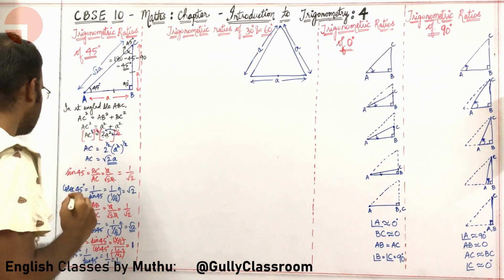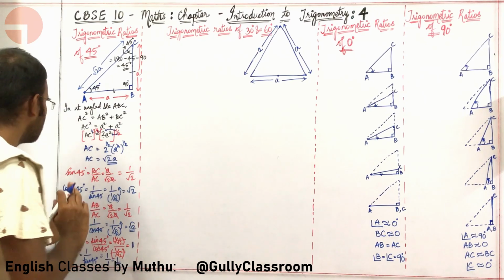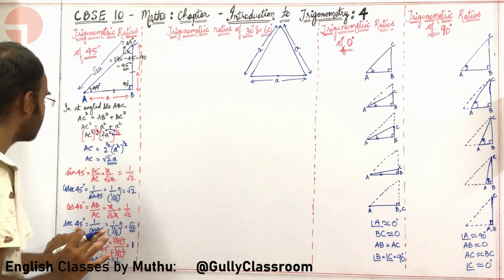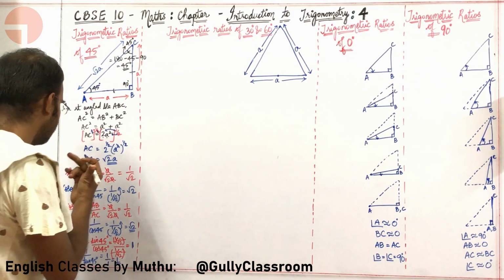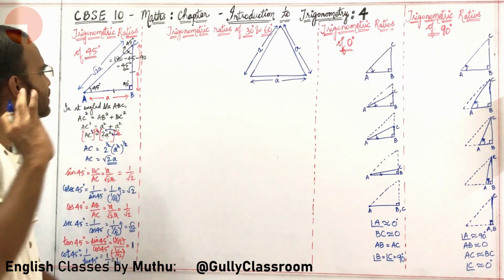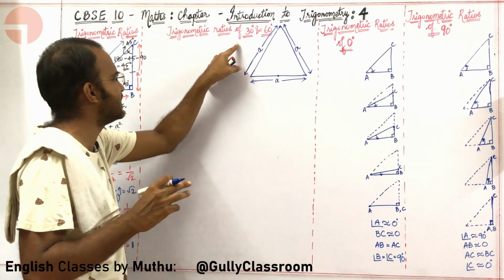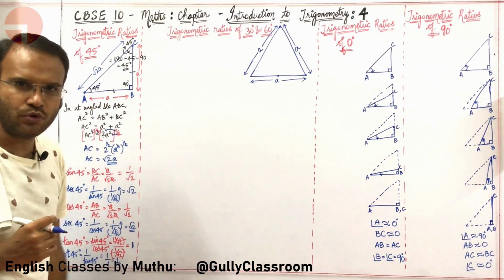So sine 45 is 1 by root 2, cosecant 45 is root 2, cos 45 is 1 by root 2, secant 45 is root 2, tan 45 is 1, and the reciprocal of tan 45, which is cot 45, is also 1. Now I want to find the trigonometric ratios with respect to the angles 30 degrees and 60 degrees. Can you do it?